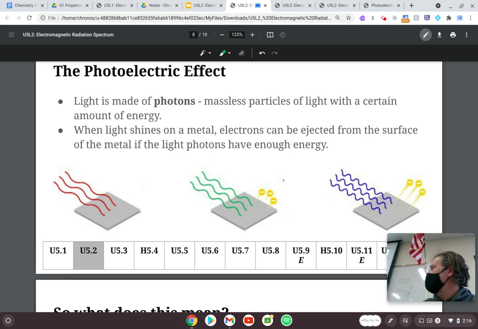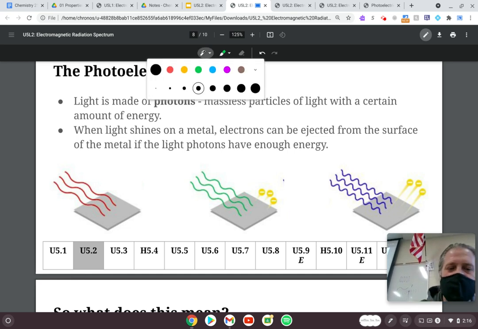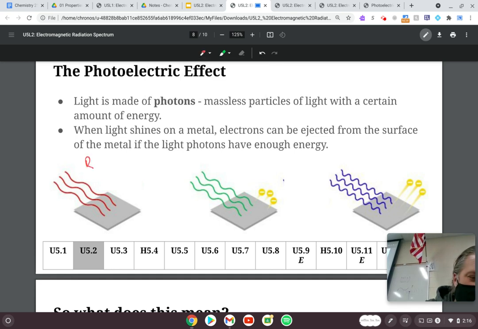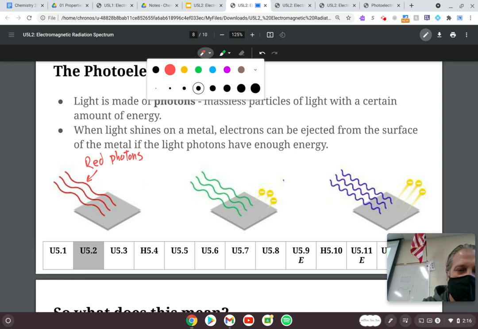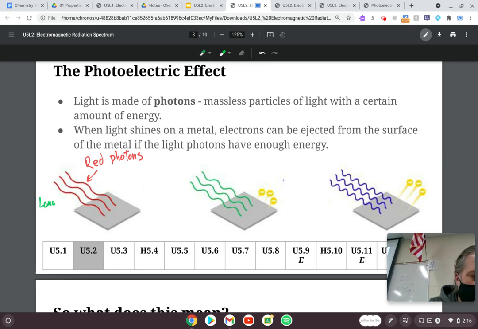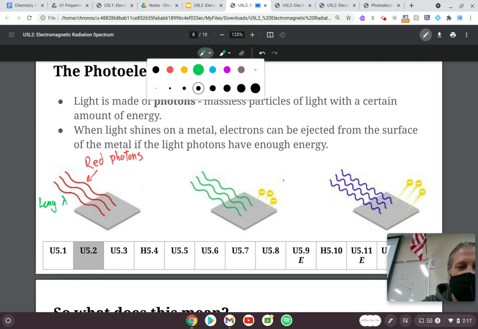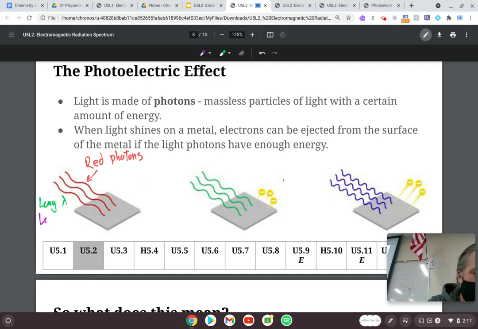So down here in this picture, the one on the left-hand side, those waves look like bacon, but they're not. They're simply red photons. Now, these particular red photons have a long wavelength. They have a low frequency and they have low energy.